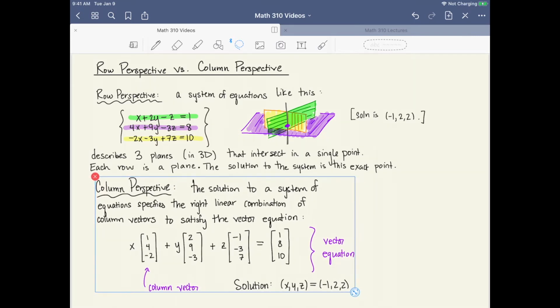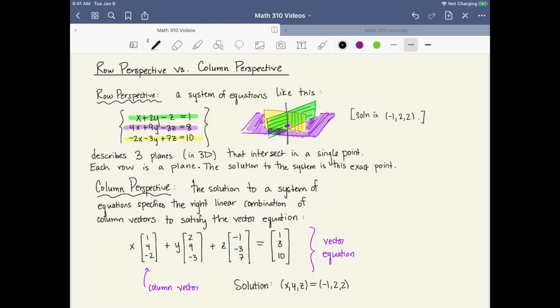I don't mean we're going to be thinking about the columns as giving us planes, but rather that the solution to the system of equations is telling us exactly the right linear combination of column vectors that satisfy a particular vector equation. When we have our system of equations, if we extract all of the coefficients in front of the x's, that becomes the column vector 1, 4, -2 in this example. If we extract the coefficients that are in front of the y's, the 2, 9, and -3 becomes another column vector. And likewise, -1, -3, 7 is another column vector.